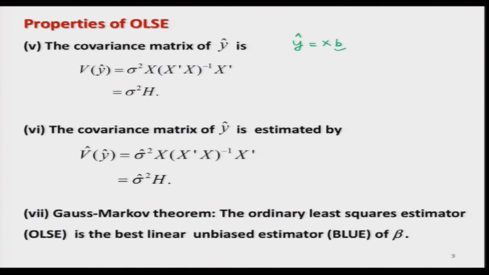So, first I try to find out the covariance matrix of y hat, because if you remember, this will also be a vector like y1 hat, y2 hat, say yn hat.